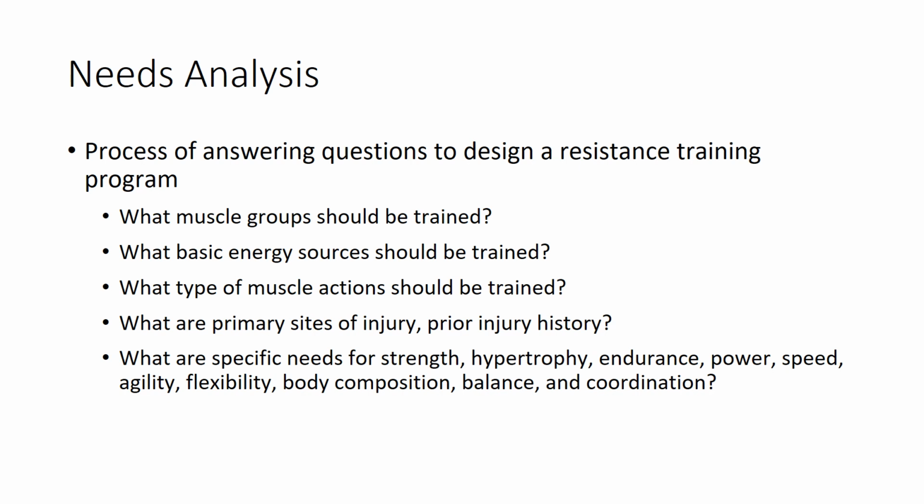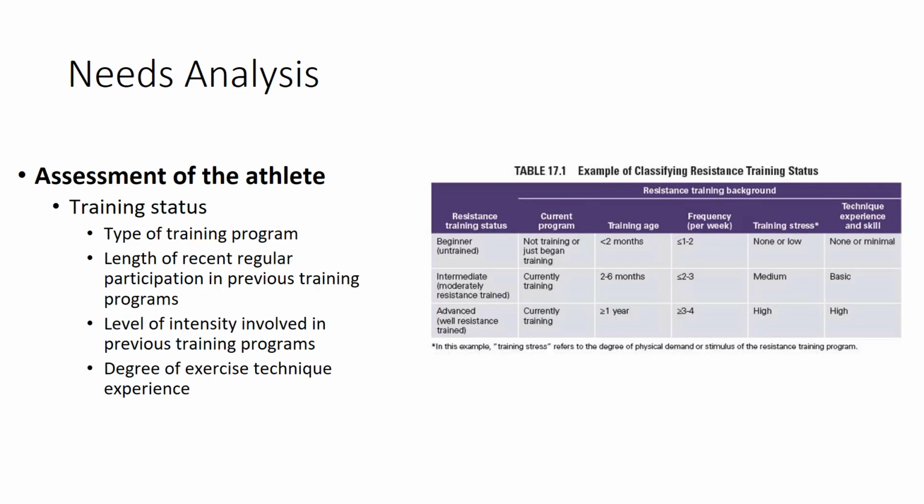Is it the frontal plane, the transverse plane, the sagittal, or also, if you're a golfer, you might be in the diagonal plane. What are the primary sites of injury? What is the athlete's prior injury history? And then what are the specific needs for strength, hypertrophy, endurance, any of these different variables needed to help an athlete increase their performance.